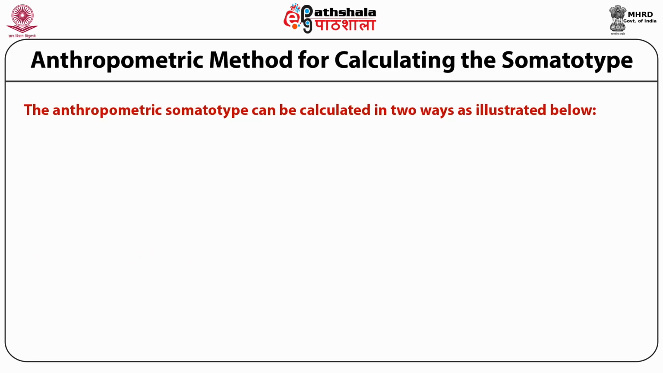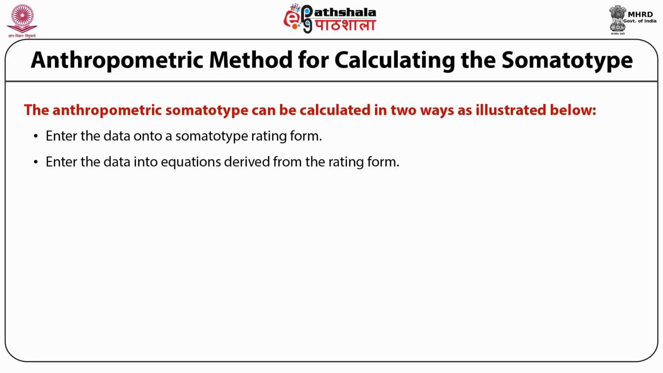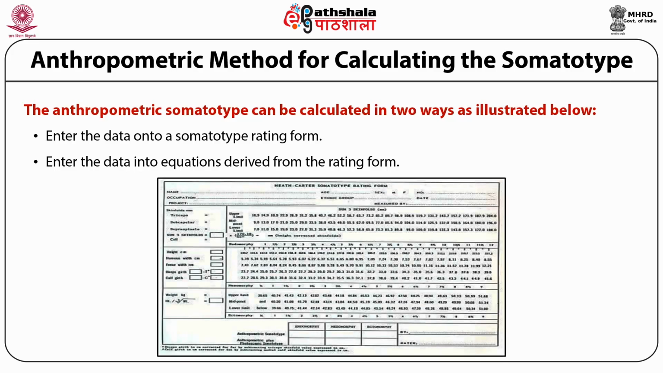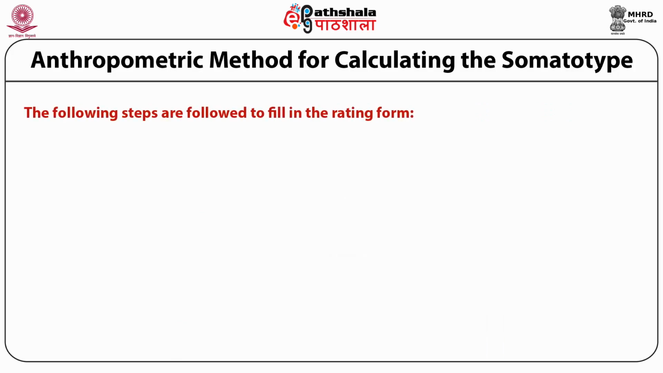The anthropometric somatotype can be calculated in two ways. 1. Enter the data onto a somatotype rating form. 2. Enter the data into equations derived from the rating forms. Now these figures are examples of calculations using the rating form to calculate the somatotype. After all measurements have been recorded on an appropriate recording form and average or median values are calculated, they are then transferred to rating forms. You can see in the figure a blank rating form. It is shown here. The following steps are followed to fill in the rating form, which you can see.